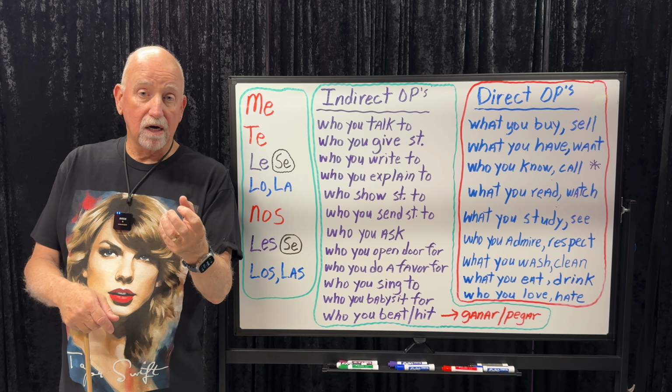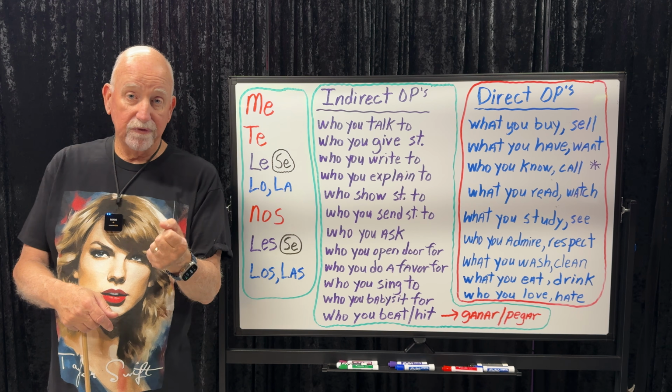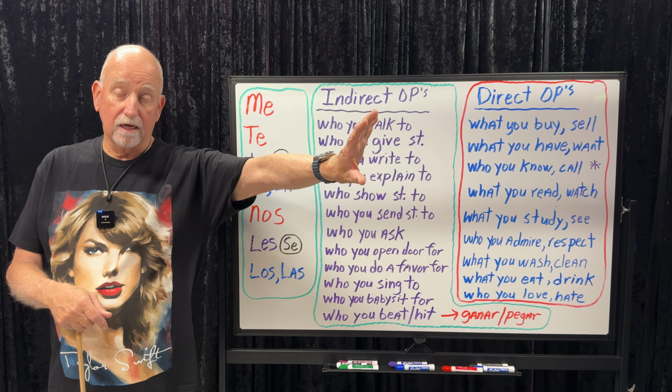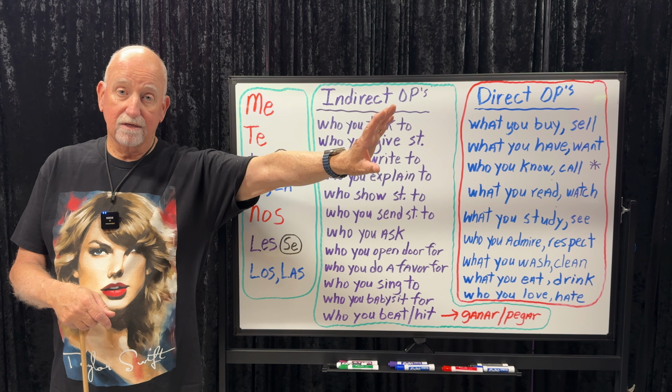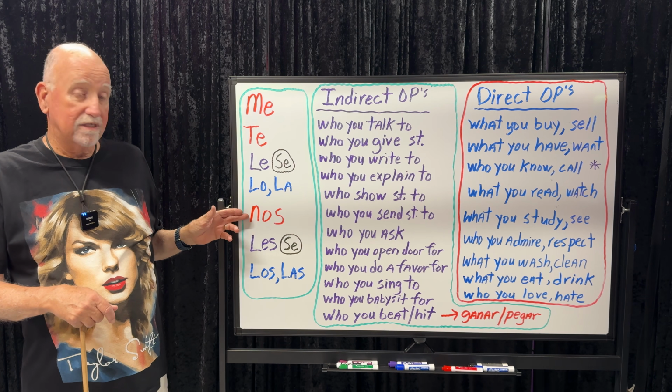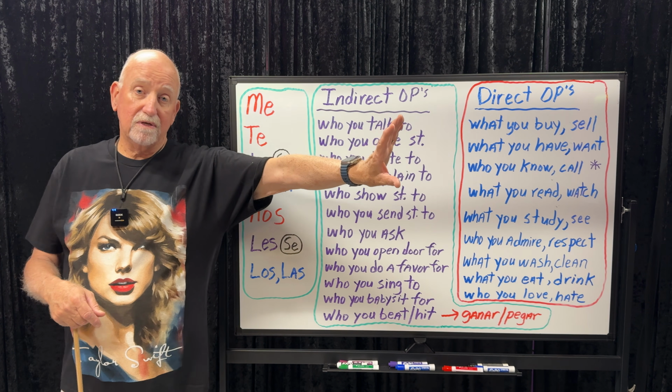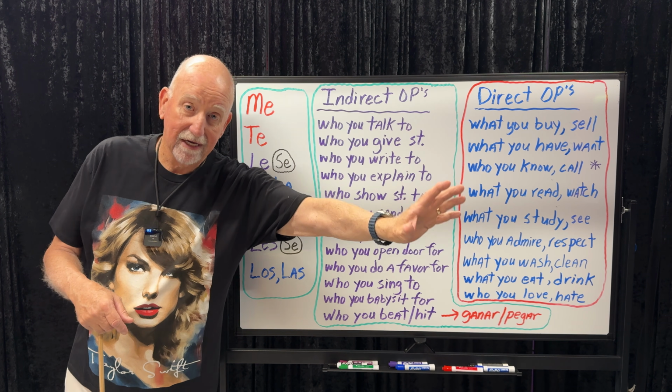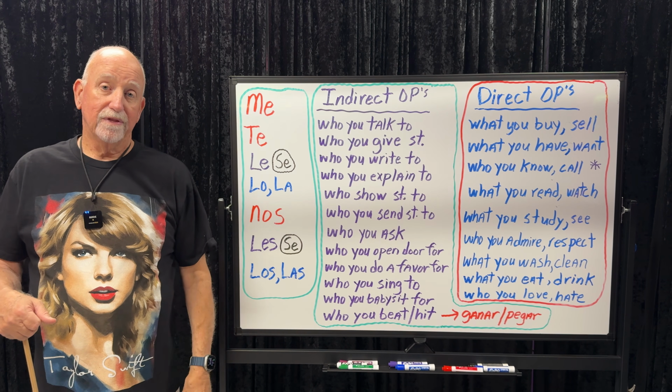So with the verb dar, to give, who you give something to is going to be le or les. We don't care about the me, te, and nos. That never changes. Who you give something to is le or les. What you give is the direct object.